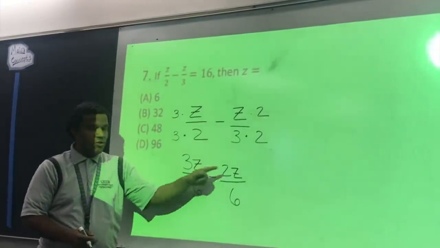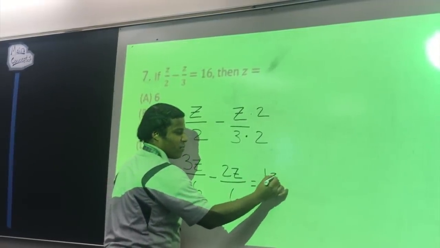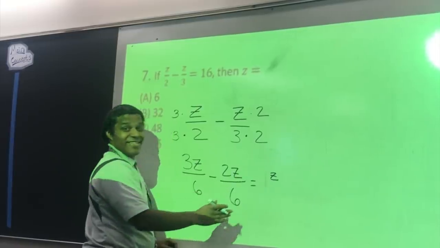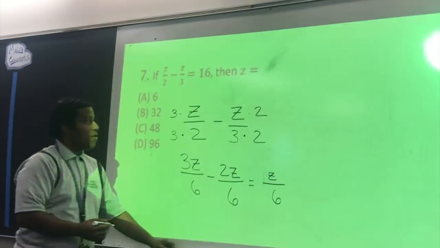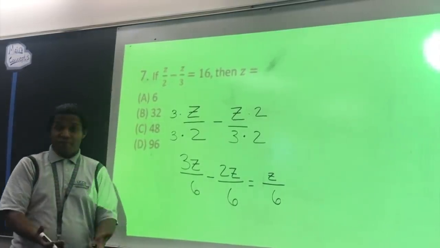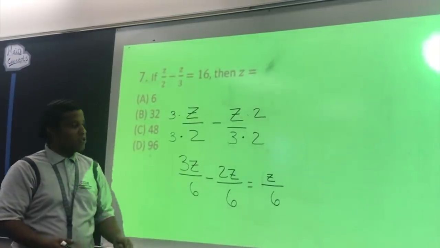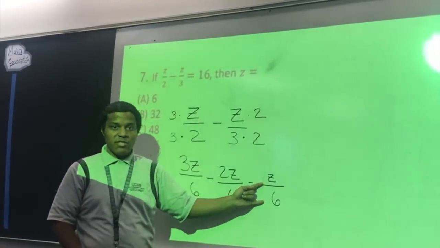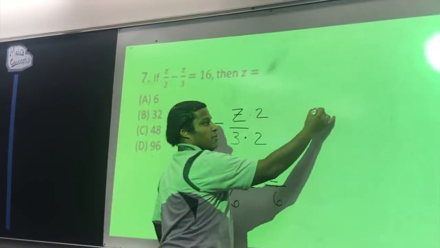3z's minus 2z's is 1z, or just z. Easy. My denominator remains 6. What I've done is simply simplified the left side. My right side I haven't touched at all. So what I get is my simplified answer, z divided by 6, is still equal to 16.